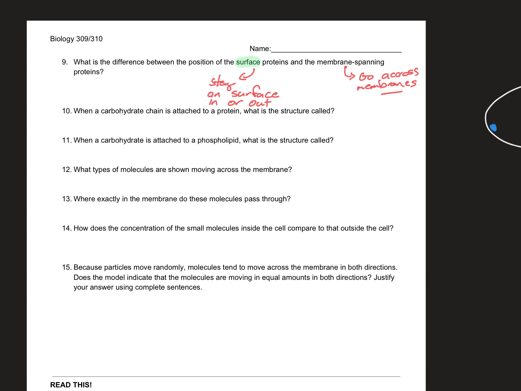surface protein versus membrane spanning protein. Membrane spanning. Spanning means crossing. So crossing the membrane. So it's all in the word.